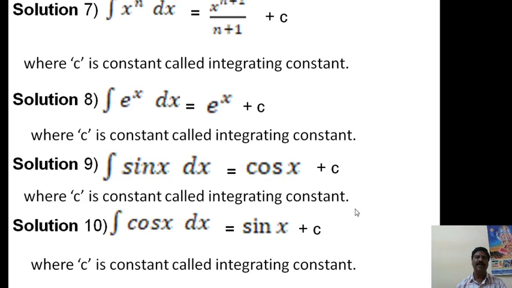Then the last one is the 10th problem, integration of cos x dx, which should be sin x plus c. This is simple; you have to keep it in mind and solve these problems for integration.